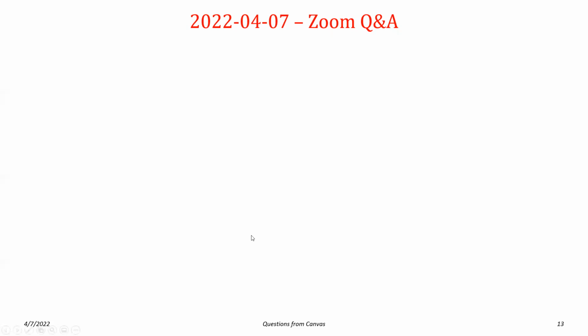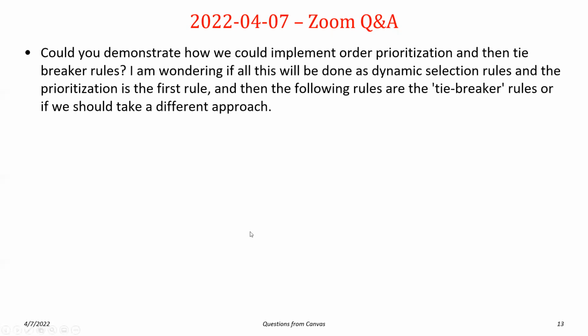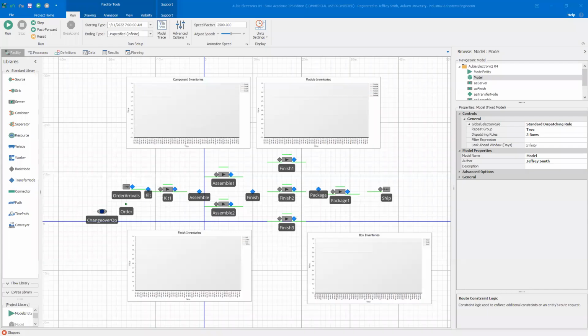There we go. Okay. So first question has to do with implementing order prioritization and then tiebreaker rules. And I thought I'd just spend a couple of minutes talking about this. We talked about it in class a bit, and it's also in one of the examples, but it's an important concept for case study 4, and it's also going to be an important concept for case study 5. So I thought I would spend just a couple of minutes going back over that.